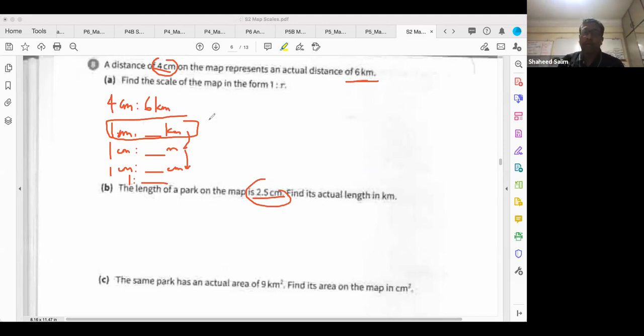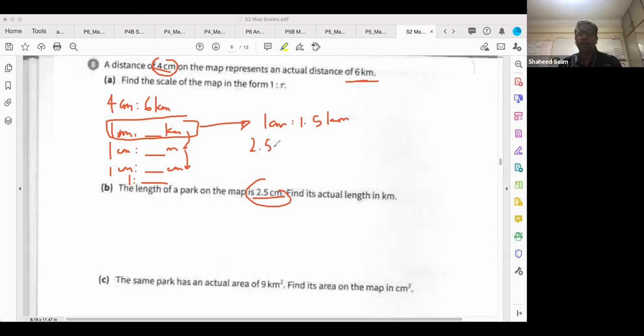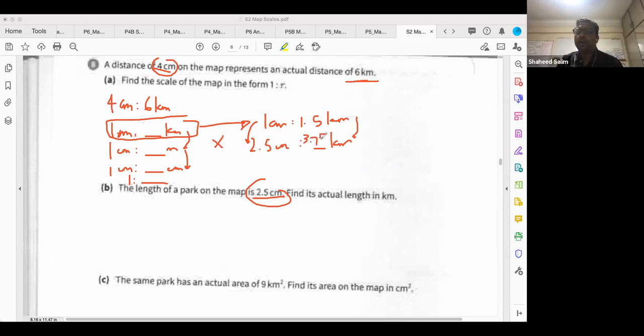You're not getting what I'm saying, Mr. Shafi. You tell me now, what is this ratio now down here? 1 cm to how much? 1.5 km? You agree? Yeah. So now what is 2.5 cm? From here to here. You get it or not? So you times by 2.5, right? 3.75.